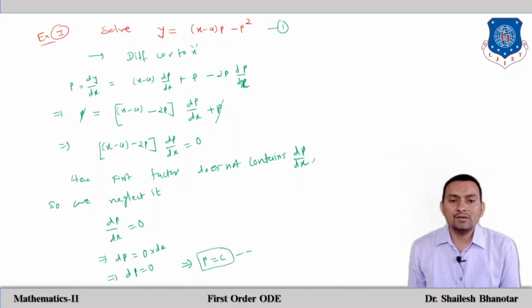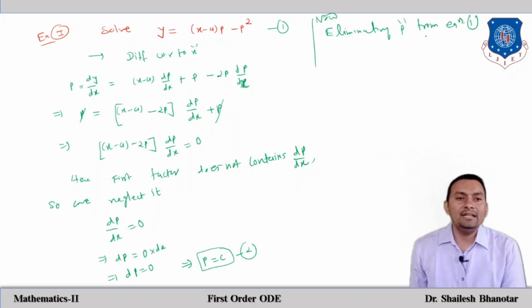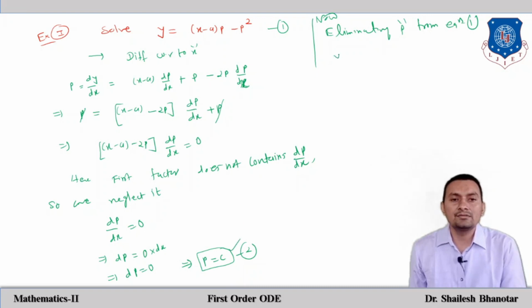Now this is equation number 2. Now eliminating p from equation number 1, we replace p with c. So y is equal to (x minus a) into c minus c square, and this is the general solution.